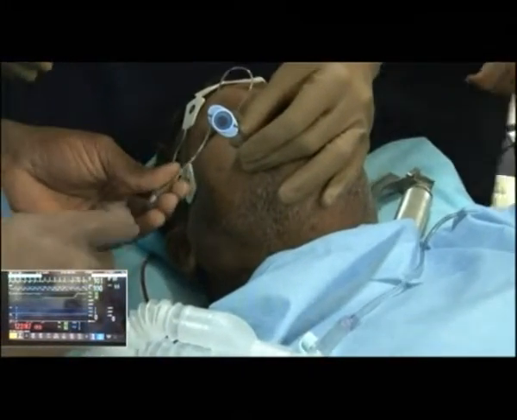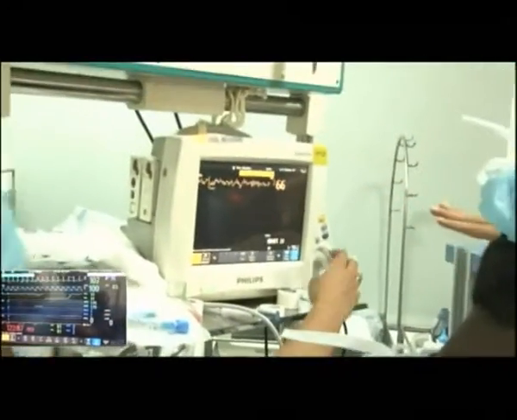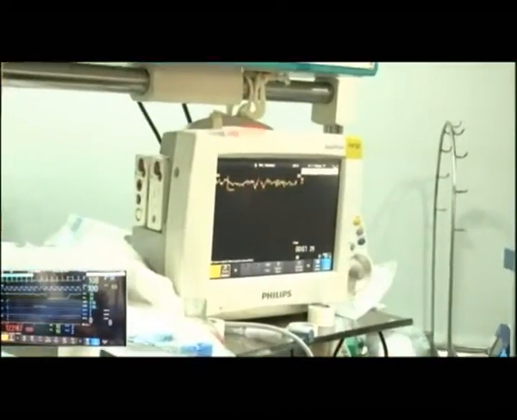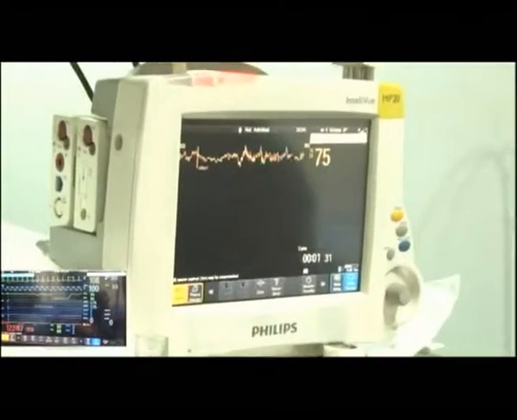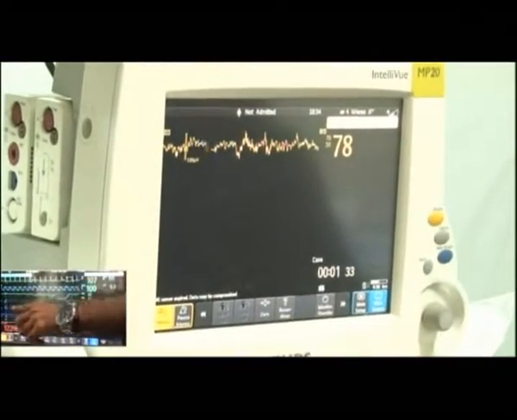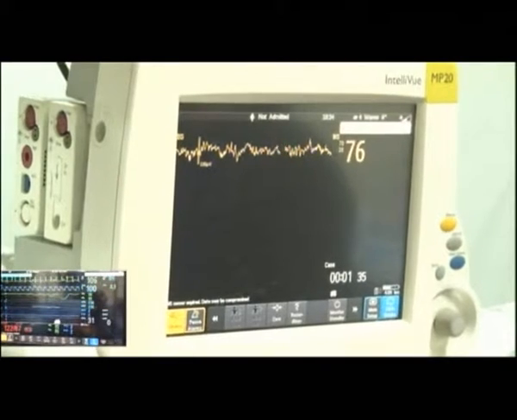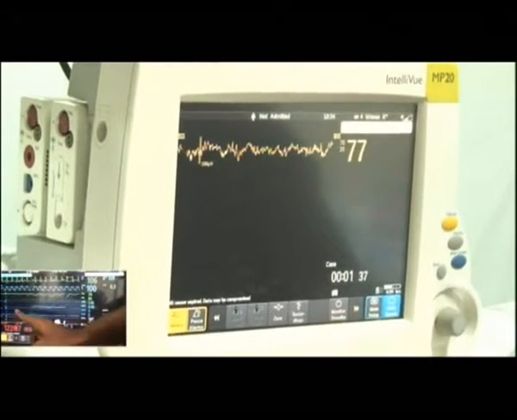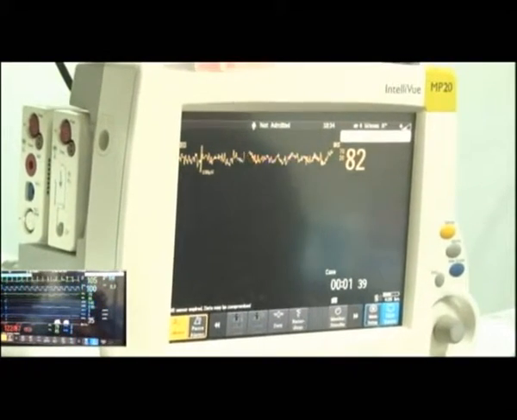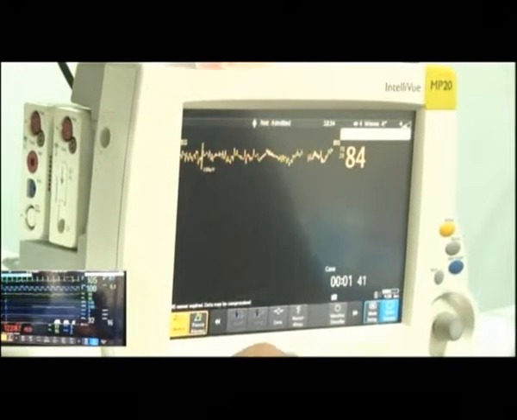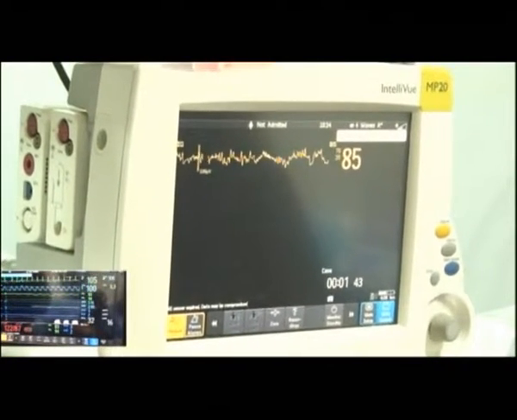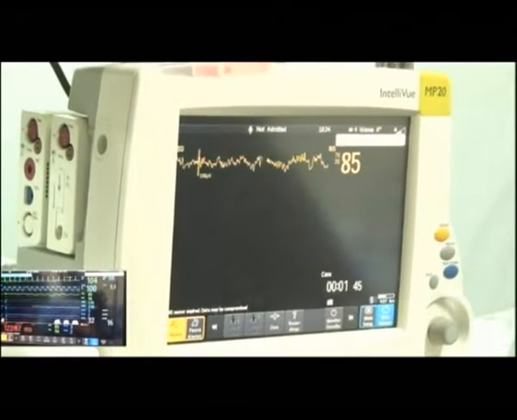So if you notice the BIS monitor, you can see the BIS has gone up a little bit, and that is typical. And I will give you that information in the lecture as well. The dose of the stimulus from the surgical procedure, including intubation, correlates very well with the BIS. You can add nitrous oxide.